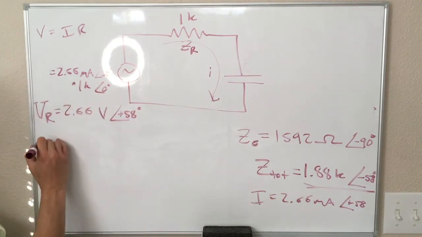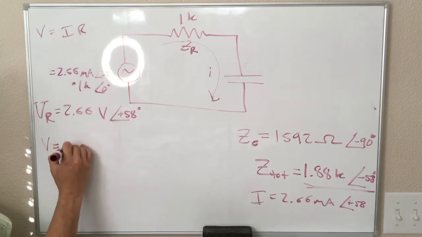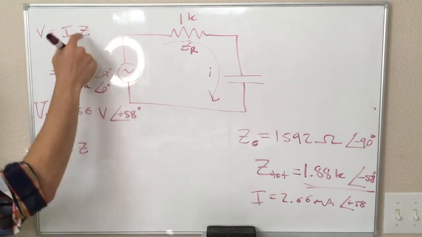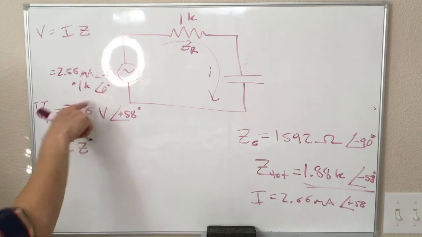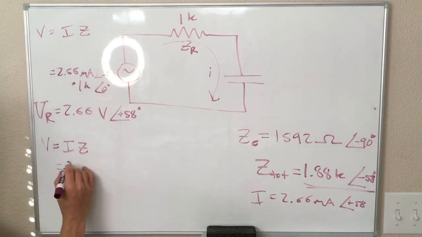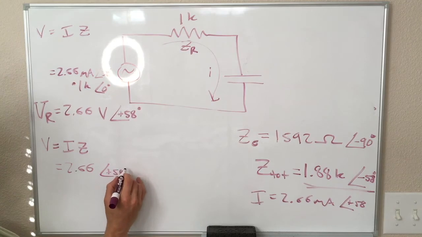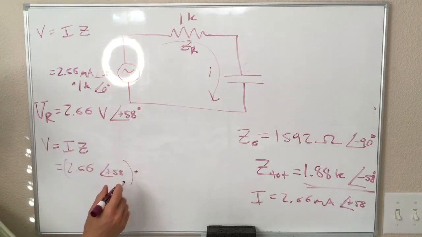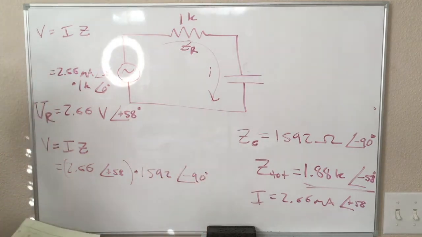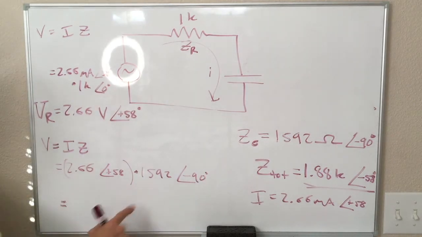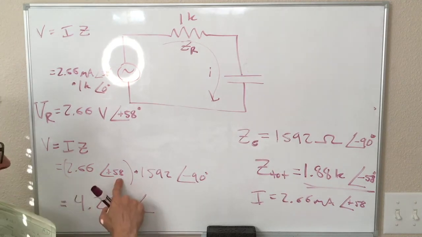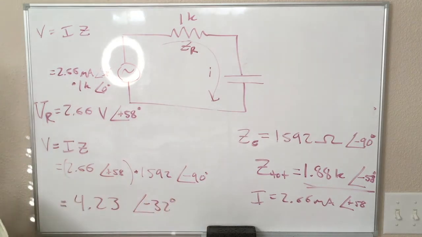For our capacitor, we have this same relationship, although I guess really I should have said V equals IZ, and that's why this has an angle of 0 degrees, because in this complex number framework, we're saying it's on the real axis. For a capacitor, that's not true anymore, right? So we have I still equal to 2.66 at an angle of plus 58, but now ZC is equal to 1592 at an angle of minus 90 degrees. So what happens here is multiplying these two together, we get 4.23 volts at an angle of, this plus this, minus 32 degrees.